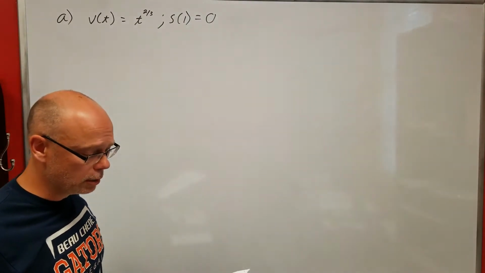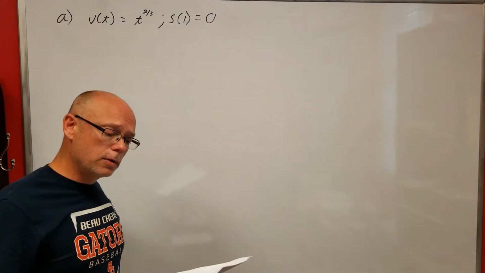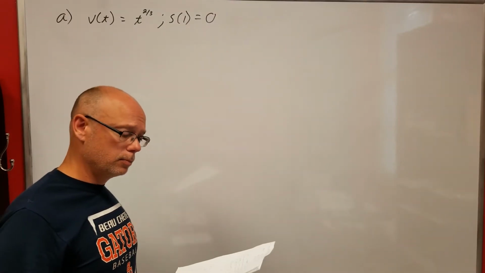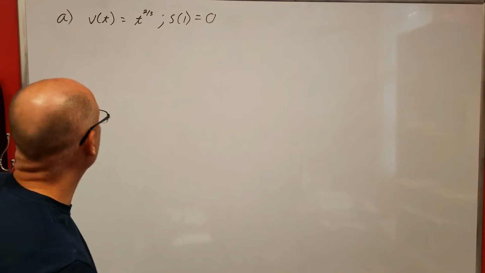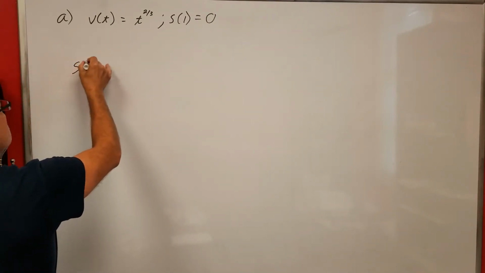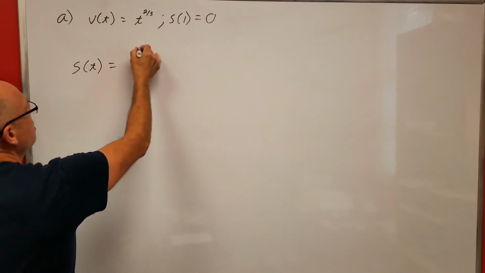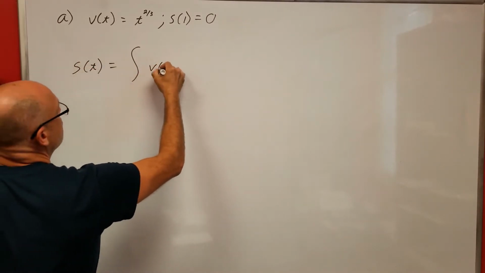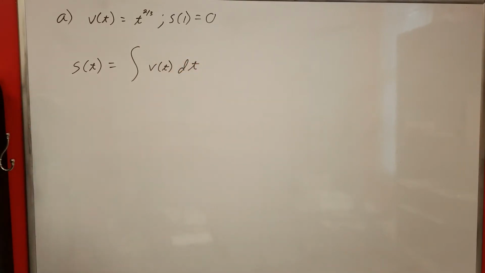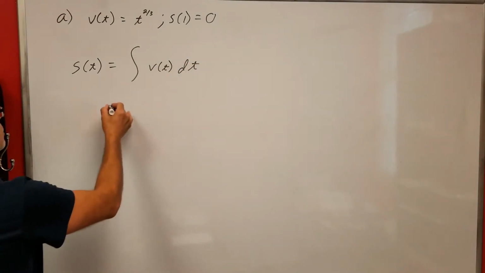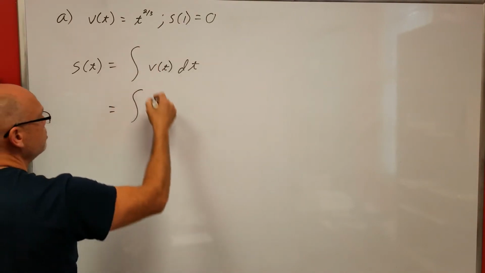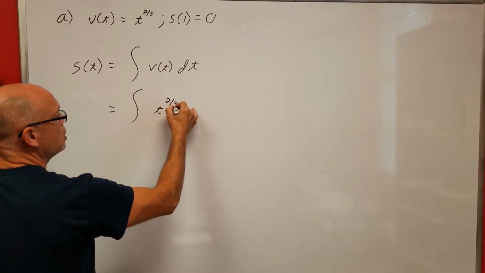Now what do they want me to do here? It says a particle moves along an s-axis, so that means you have a particle in rectilinear motion. Find the position function of the particle. So what am I given? I'm given a velocity function. So my position function, s of t, should be the antiderivative, or the integral, of my velocity. Well, take the integral of the velocity function, which is t to the 2/3.